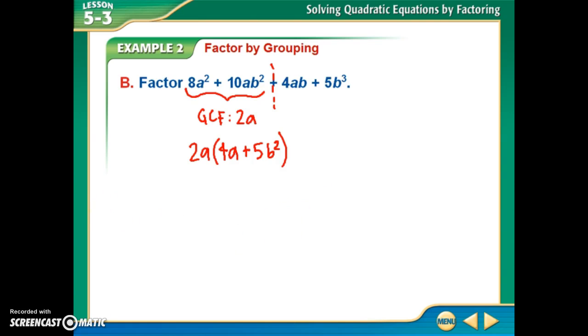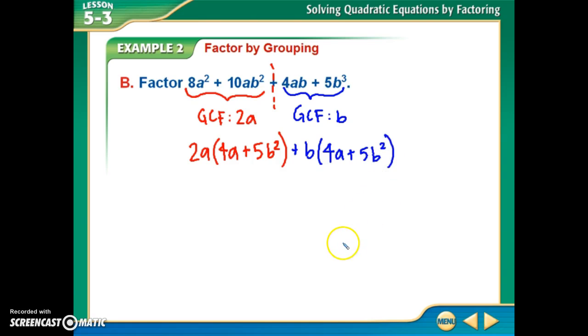Now we're going to do the same thing for the second half of our equation. We've got 4ab and 5b cubed. Our GCF is just b. That's the only thing that goes into both 4ab and 5b cubed. So we're going to pull out a positive b. That's going to leave us with 4a plus 5b squared.